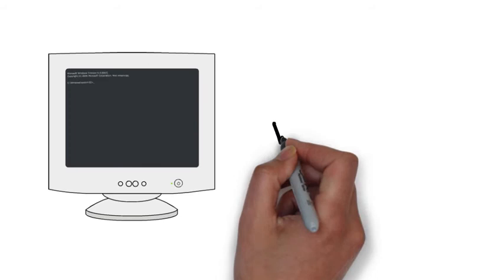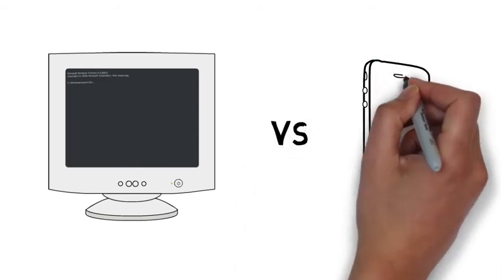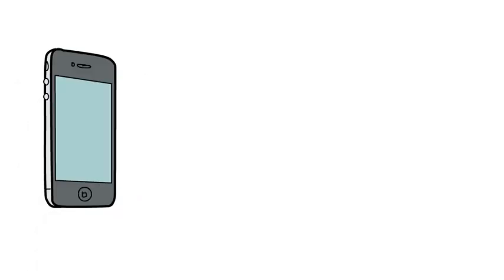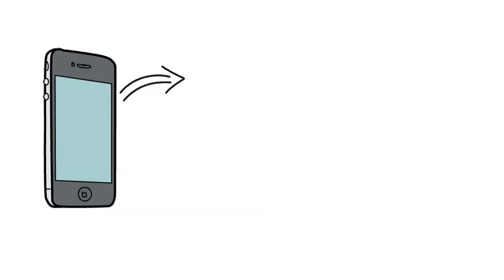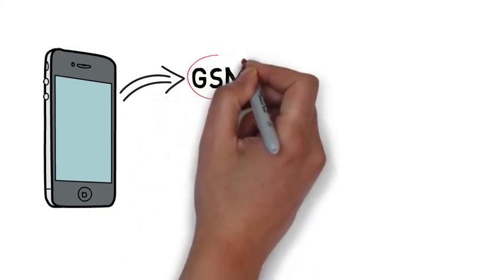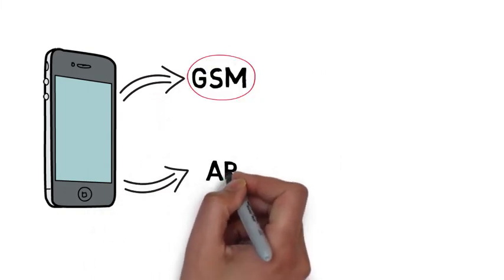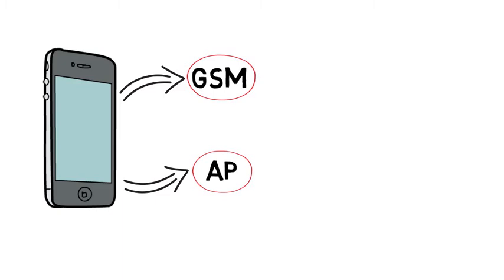First, let's look at the differences there might be between a CPU in a desktop computer and a processing unit in your mobile phone. One difference is the number and functions of the central processing units in your phone, rather than the one you have in a computer. One of these is the Global System for Mobile Communications Processor, or GSM, and the Application Processor, or AP.